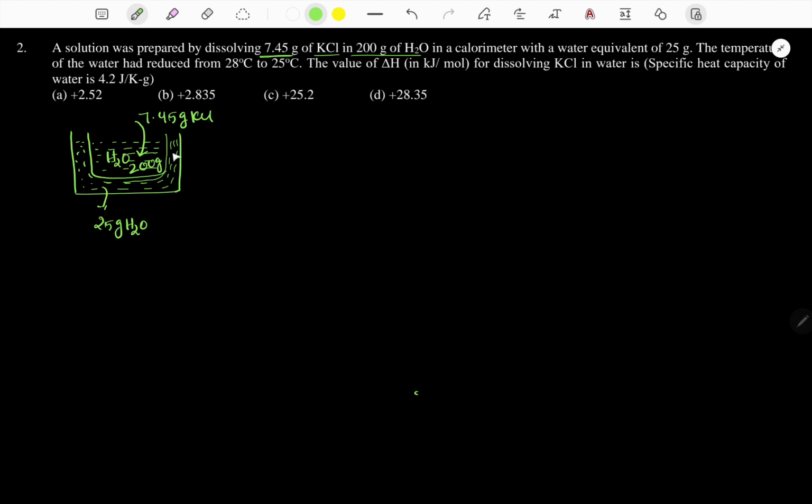So the temperature of the water went from 28 degrees Celsius to 25. That means we can say endothermic reaction. Then the value of delta H in kJ per mole for dissolving KCl.